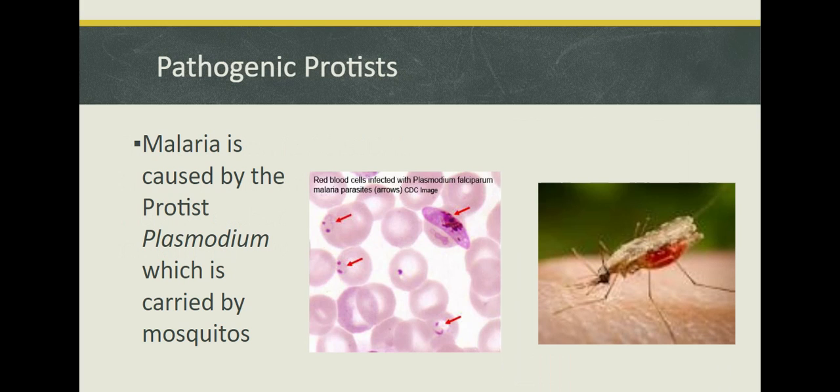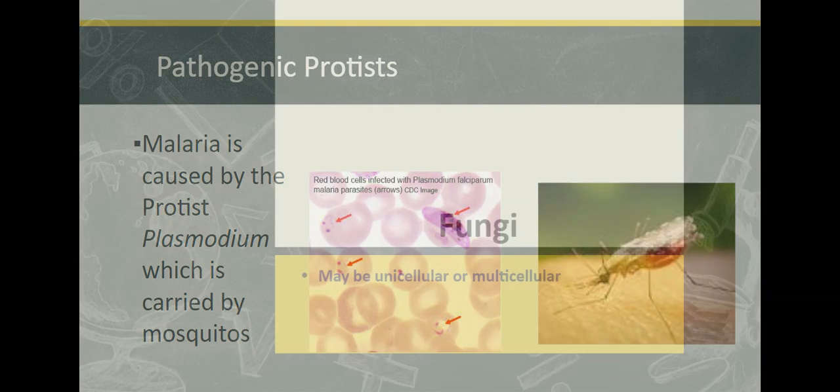Some protists cause diseases. Malaria is a protist that is pathogenic. Pathogenic means that it causes a disease. The name of the protist that causes malaria is Plasmodium. Plasmodium is the protist that is shown inside the red blood cells in the picture. This plasmodium is carried by the mosquito. Most people think that mosquitoes cause malaria, but they don't. They carry the protozoan, plasmodium, that does cause the disease malaria.